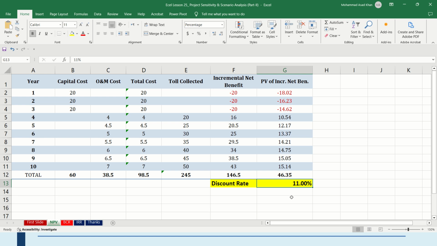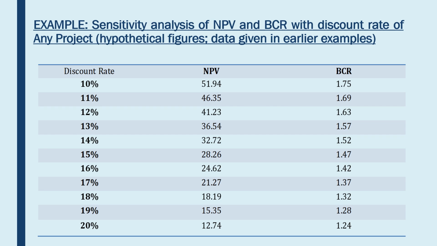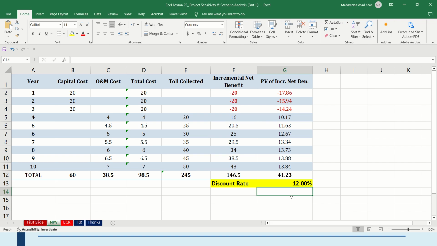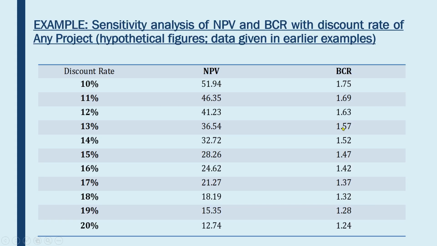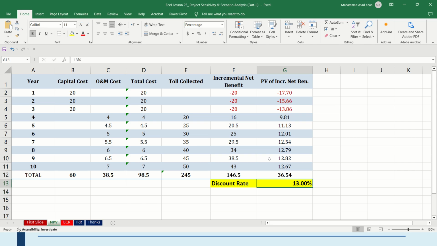The formula would be there. At 12%, it's 41.23. Again, at 13%, it's 36.54. Again, at 19%, it's 15.35.